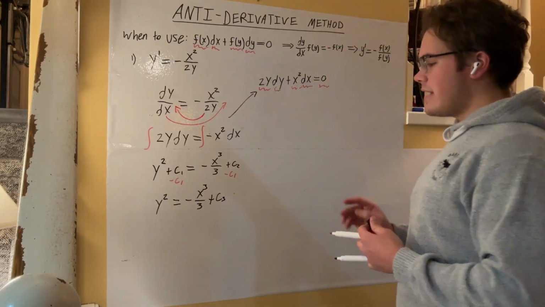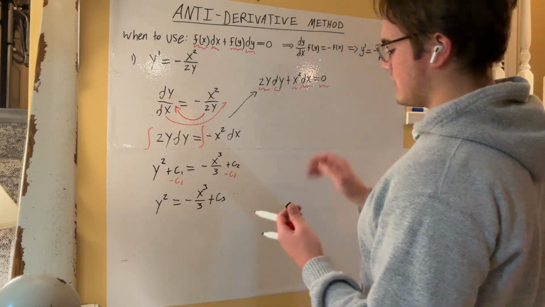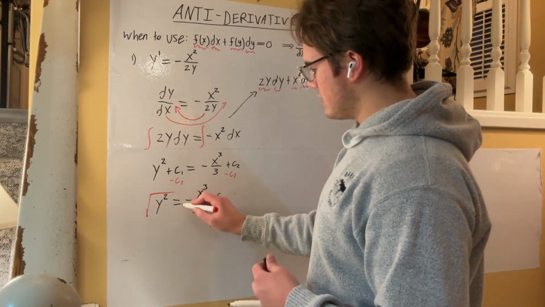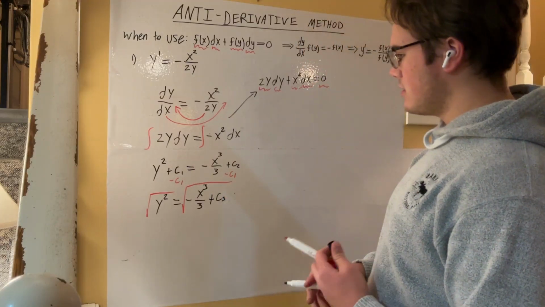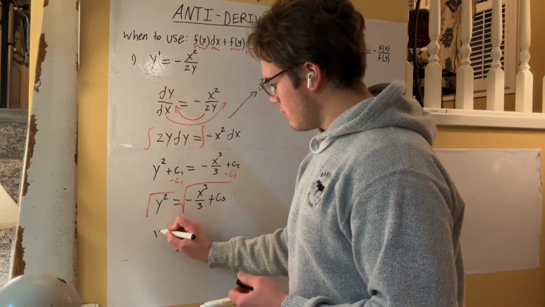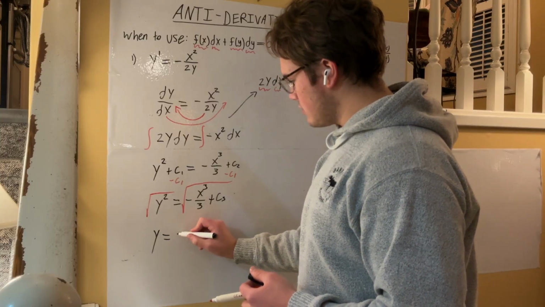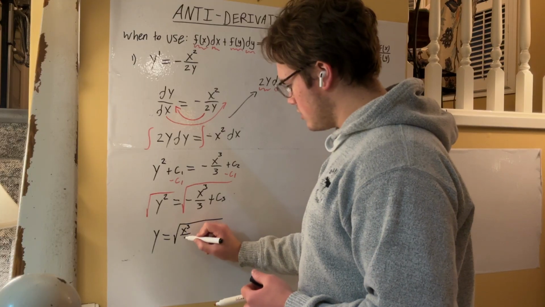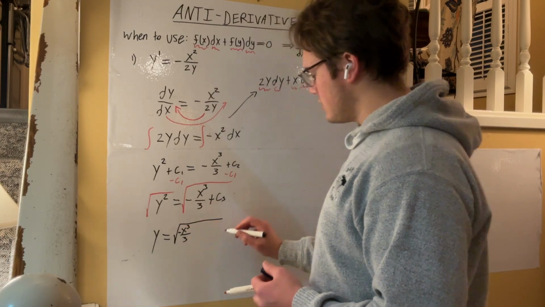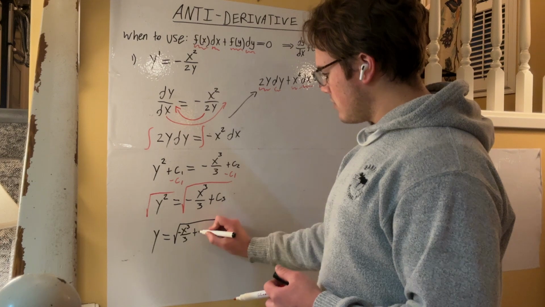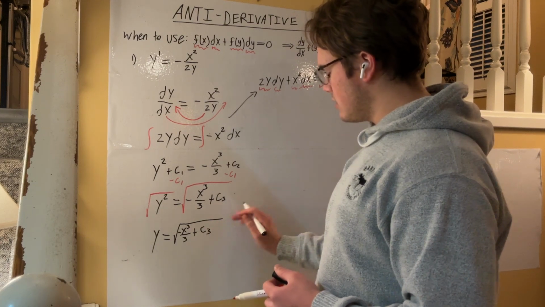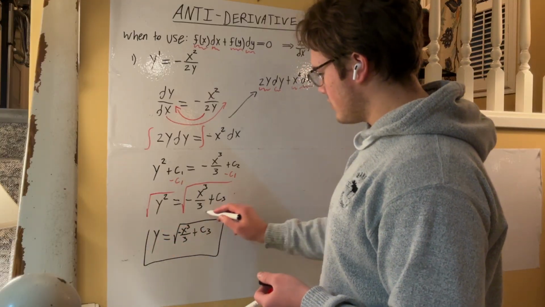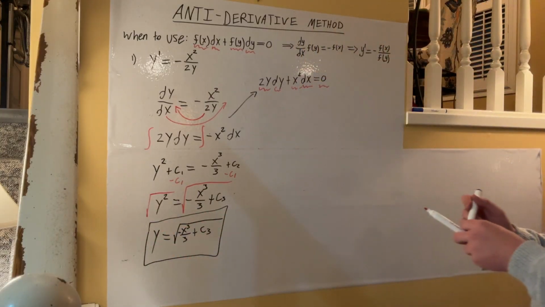Great. Now we're just going to take the square root of this whole side here to get rid of this squared value. So I will square root all of that. Okay. Now we're going to have y is equal to the square root of negative x cubed over 3 plus c3. That's it. That's the answer. So now we have solved this ordinary differential equation.